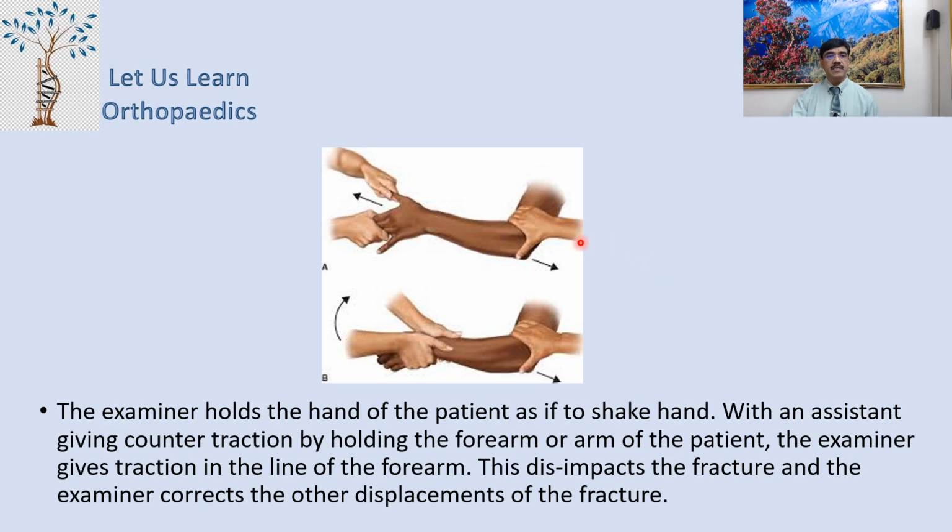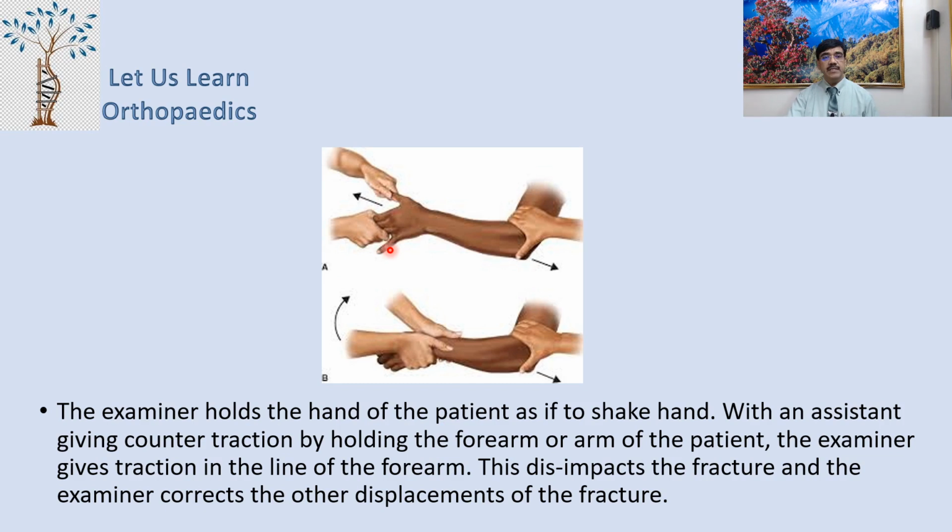Now the assistant gives a counter traction by either holding the forearm or the arm. The examiner gives a traction in line with the forearm. Here you must observe one thing: he is holding only 3 fingers, not the little finger. It prevents the curvature, the arching of the hand.